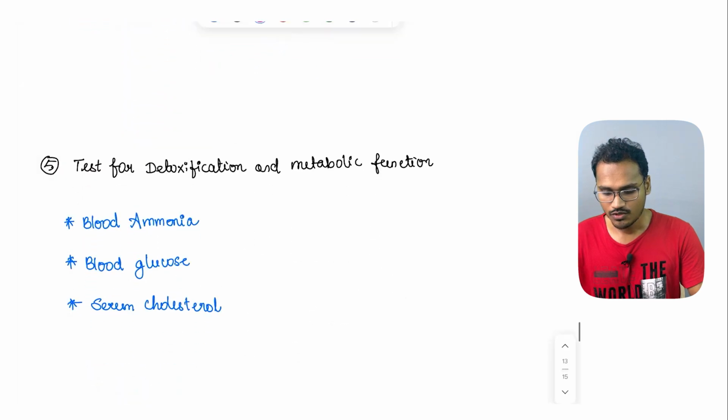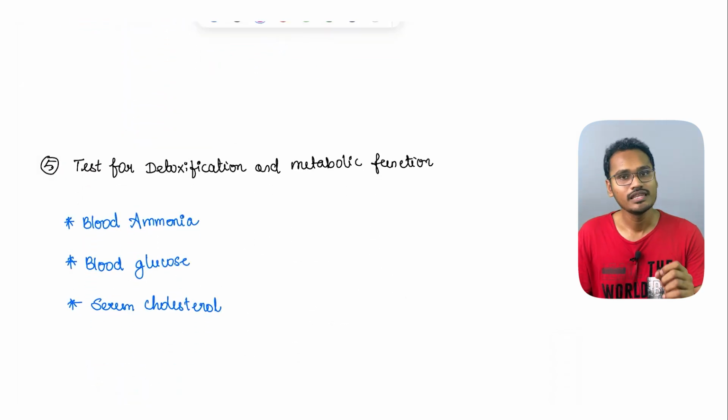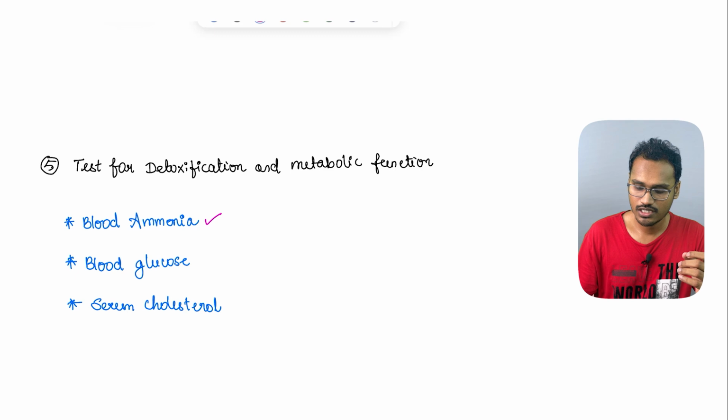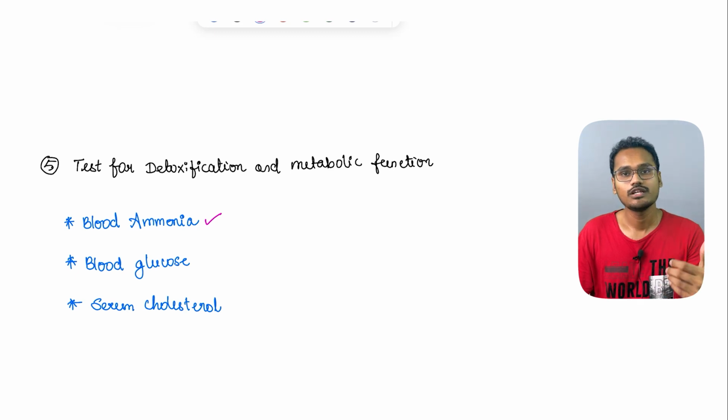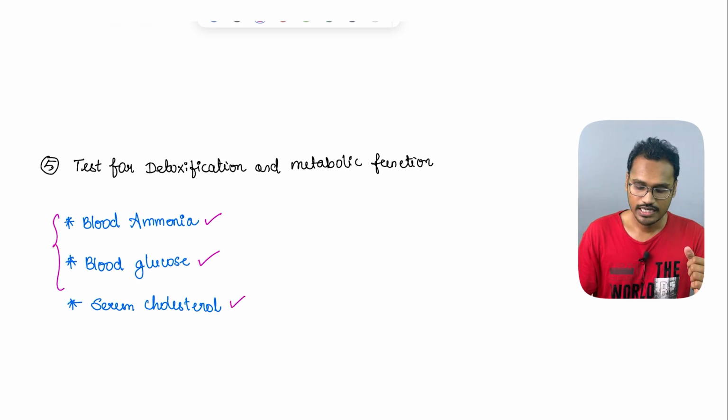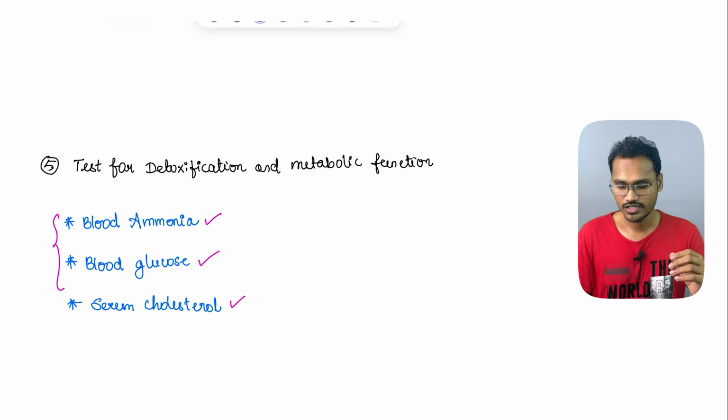Next, coming to the tests for detoxification and metabolic function, the liver has to detoxify some important toxins, that is, blood ammonia. So we can directly check the blood ammonia level, and the liver is involved in gluconeogenesis and other processes. So blood glucose levels and serum cholesterol level can be tested. These are indirect indicators of detoxification and metabolic function. So these are the major tests for liver function.